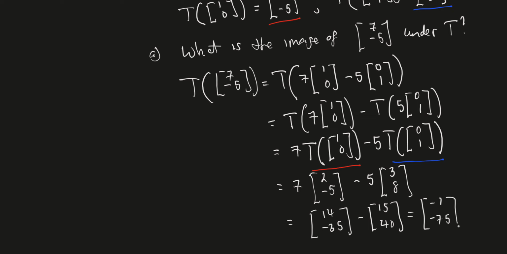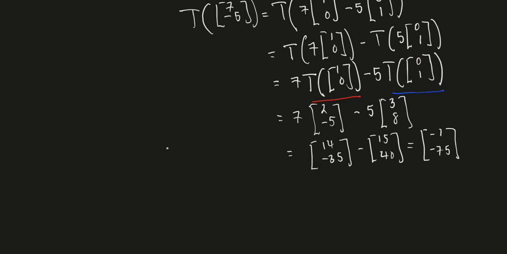Right? So what this basically shows is if I happen to know the image of just my basis vectors, then I can find the image of any vector in that set of vectors. So I would have the ability to find the image of any vector in R2 just by knowing what the transformation does to each of the vectors in my standard basis. So that's part A.